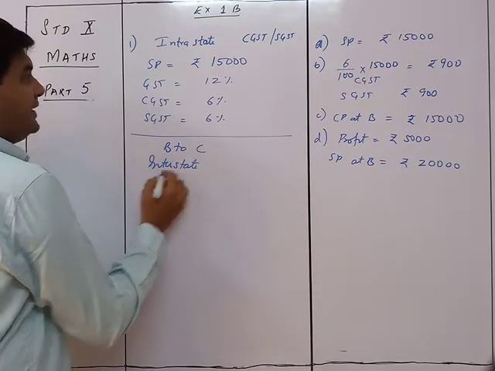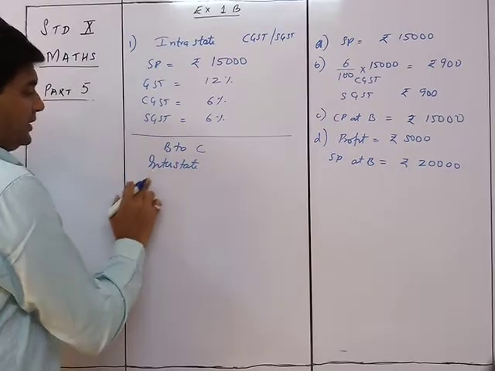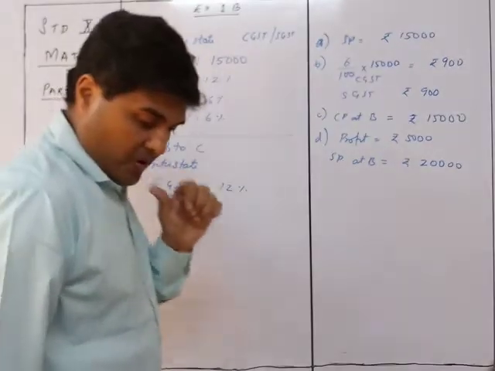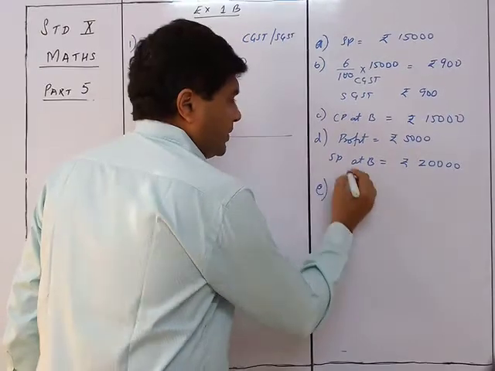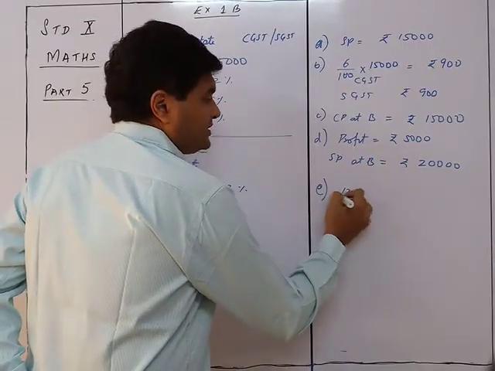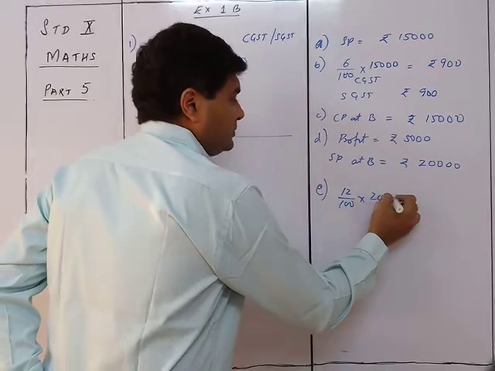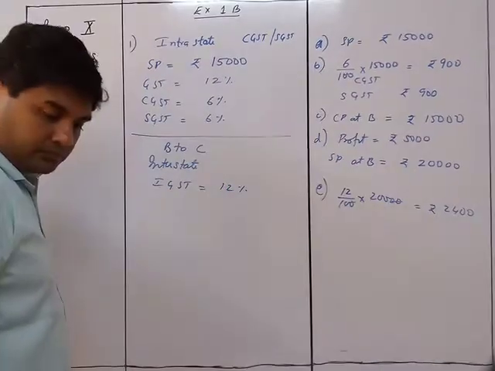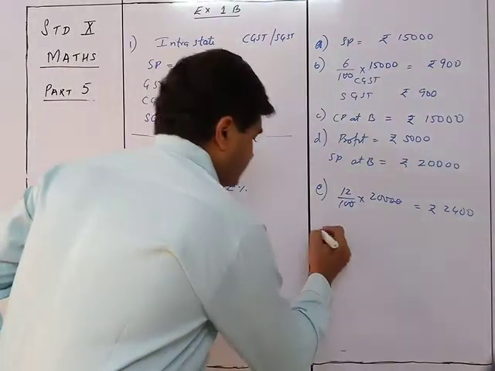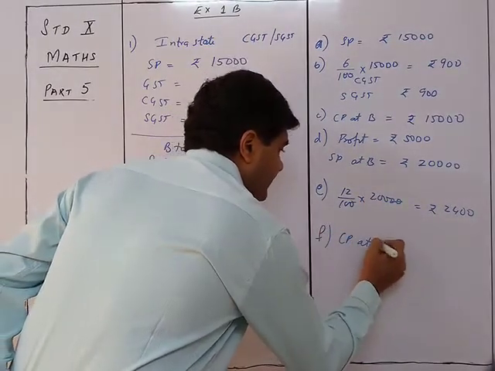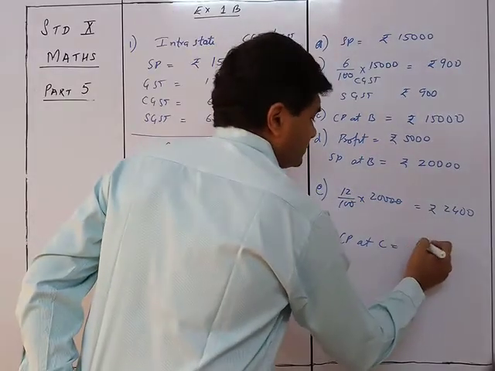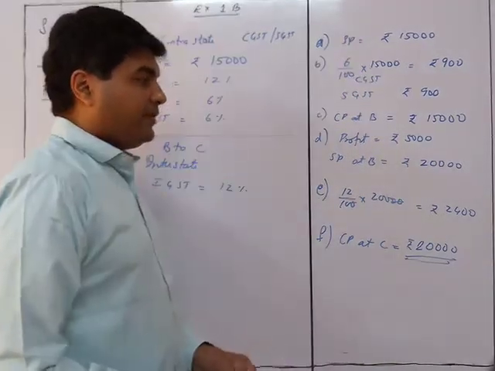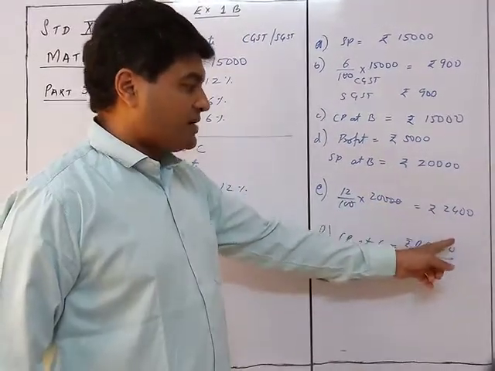So when it is interstate, over here IGST will be equal to 12%. Okay. So what will happen? The GST over here will be 12% of 20,000. That is going to be rupees 2,400. And the CP at station C will be equal to just 20,000. No doubt the person paid 22,400 for C.